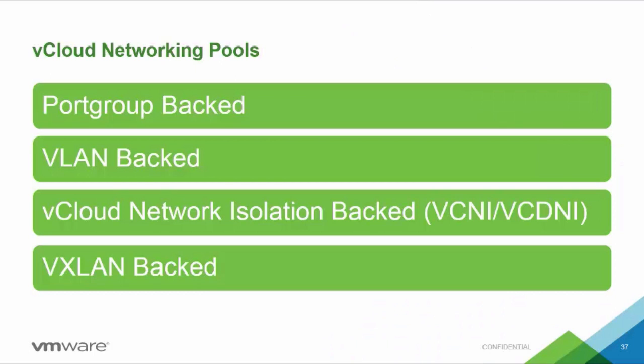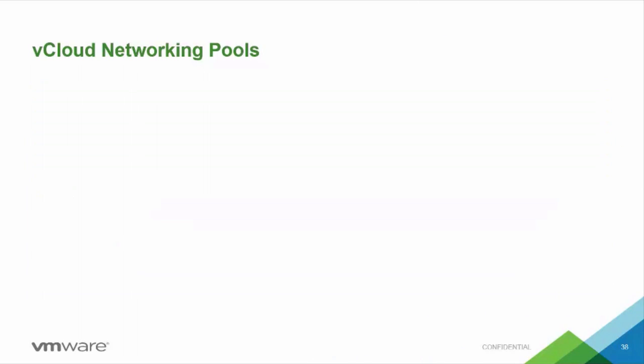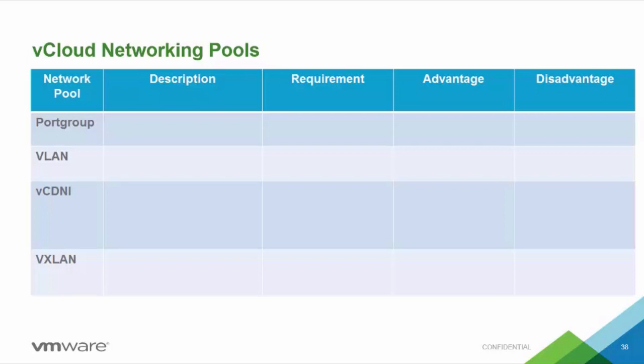Within vCloud, we have 4 types of networking pools. We have port group backed, VLAN backed, vCloud networking isolation backed, and VXLAN backed. And just like our allocation models, the networking pools are used to define how our networking resources are consumed. As we mentioned, we have 4 types of networking pools.